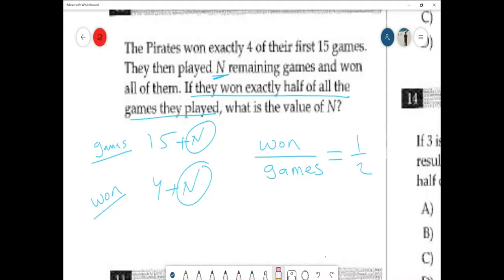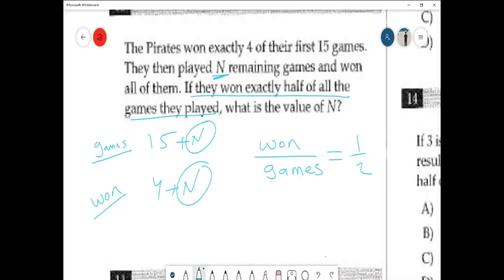Let's say I played 6 games and I won half of it. That means 6 divided by 2. It will be 3. So you can assume that games divided by 2 will be equal to the games won, right? You can put the same formalization and find the same answer.